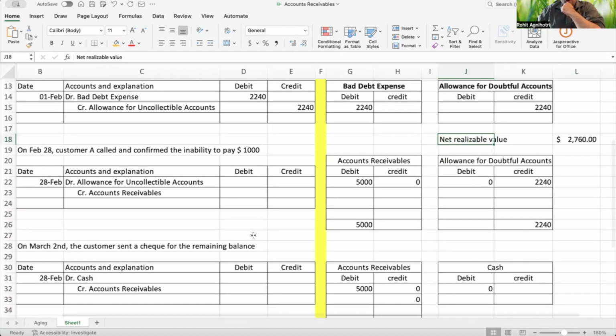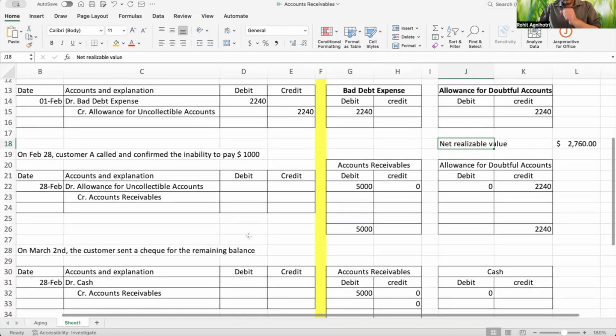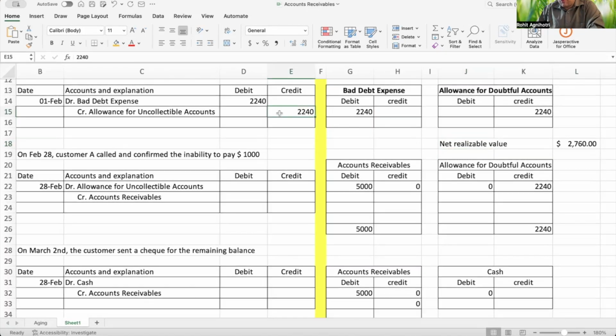Number 3, on February 28th, the customer called you and confirmed that this customer is not going to be able to pay $1,000. Now, going back to what happened before, this $2,240 is only your estimation. It's only your judgment. Remember I said it could be that you are absolutely right, or it could be that you're wrong. Maybe people will just end up paying you every single dollar of their balance, right? And this is just an estimation.